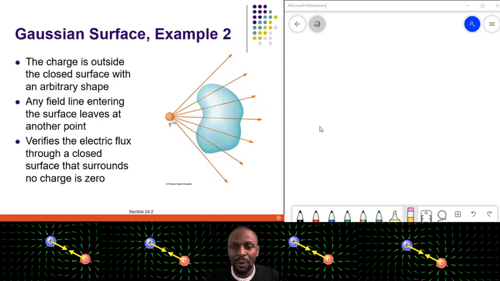Now let us also talk about the case when the charge is outside the closed surface. In this case, the flux is equal to zero because the number of field lines entering the surface is the same as the number of field lines exiting the surface. We have already seen this when we were doing that cube problem.